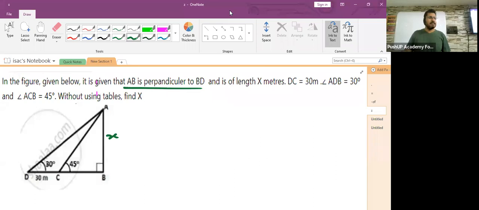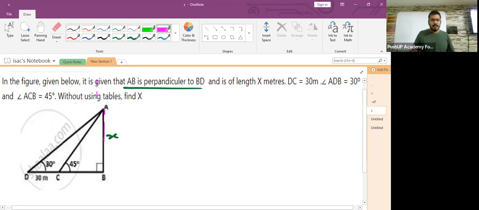Yeah, so what they're saying in this, in the given figure, thankfully they have given you the figure. 80% tension is over. It is given that AB is perpendicular to BD, right? The figure is given to you, children, where AB is perpendicular to BD, like this. Indirectly, they are telling you this angle is how much? 90 degrees. Okay. Then AB is of length how much? X meters.